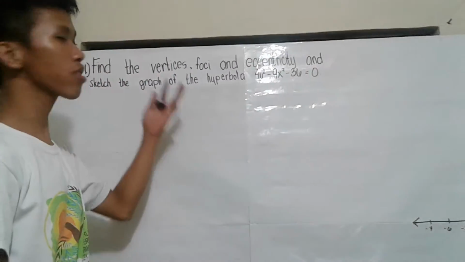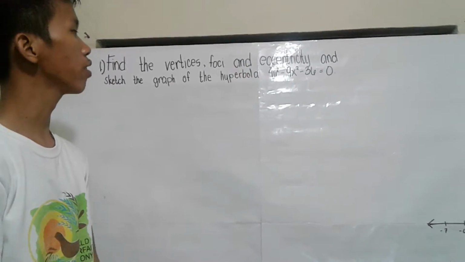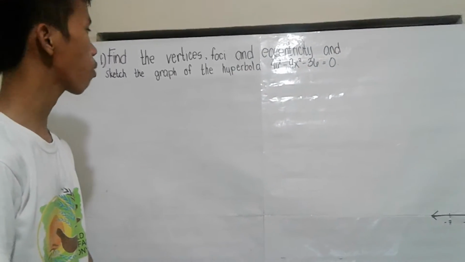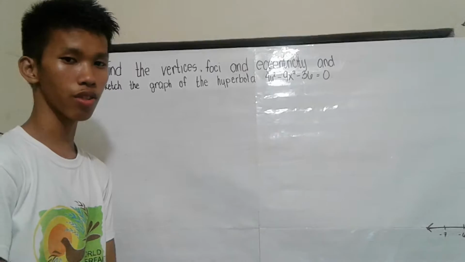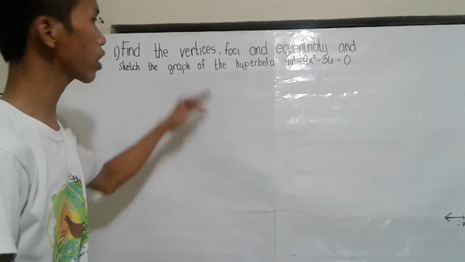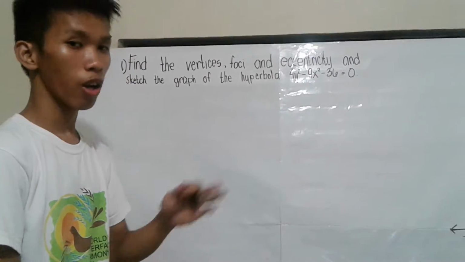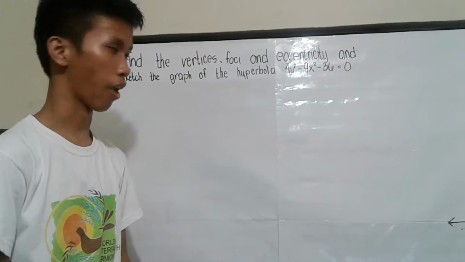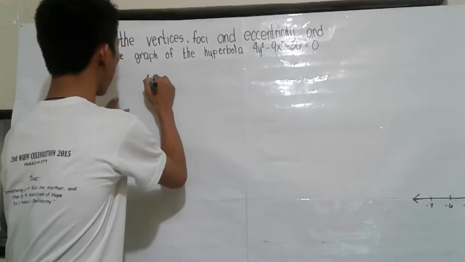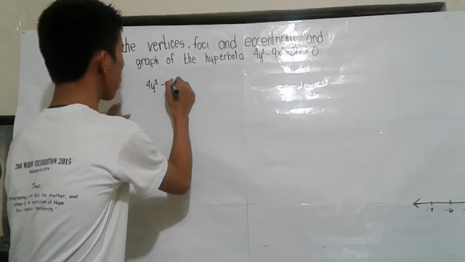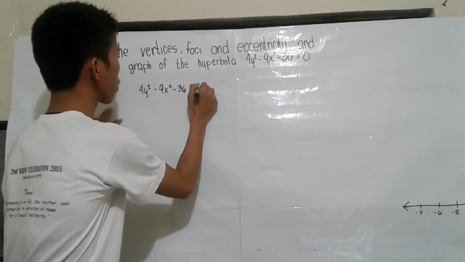So this is the first problem of the hyperbola. Find the vertices, foci, and eccentricity, and sketch the graph of the hyperbola 4y squared minus 9x squared minus 36 is equal to 0. Before we get the points of these vertices, foci, and eccentricity, let's convert it into standard form. First, copy the equation: 4y squared minus 9x squared minus 36 is equal to 0.